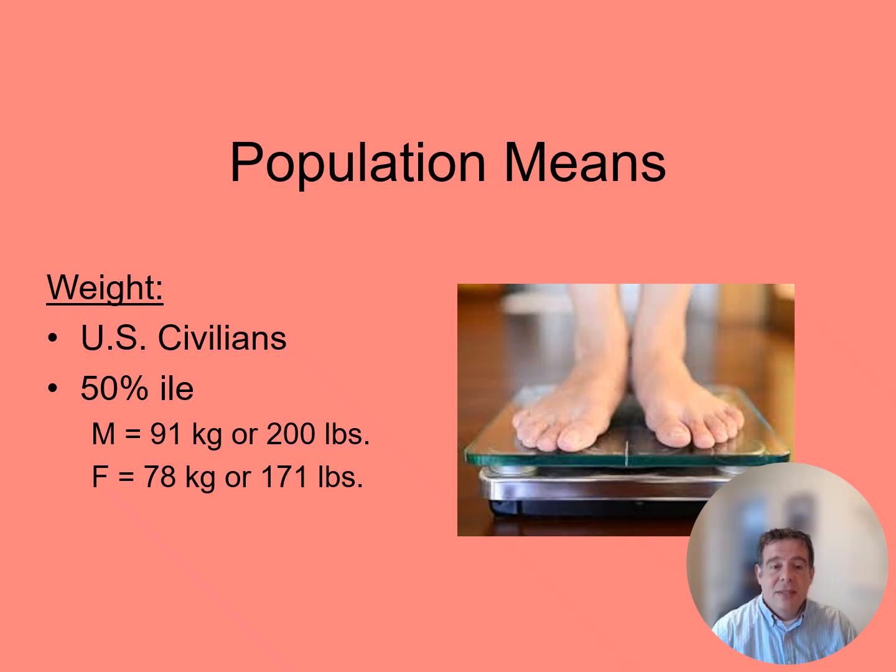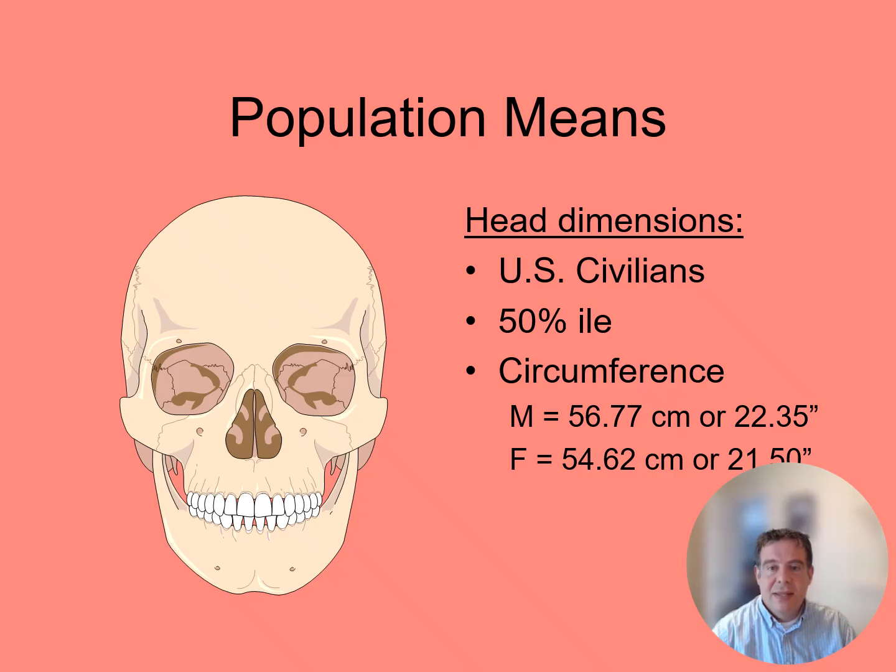For weight, we're looking at males at an average of 200 pounds. Of course, when we're talking scientific, usually we're using the metric scale of kilograms, but we're just generally talking here. Females are at 171 pounds. So definitely less, but this is just the general population of our averages at the 50th percentile.